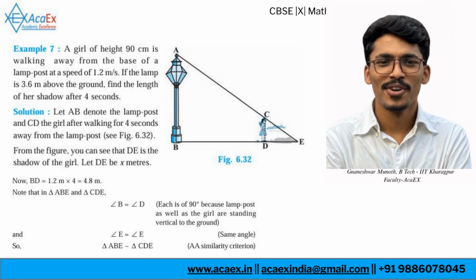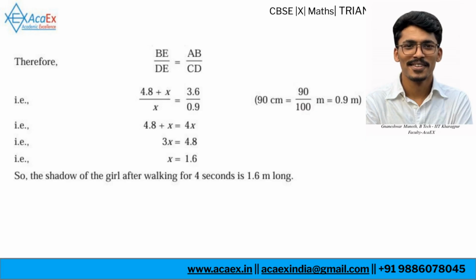We can form two triangles: the large triangle formed by the lamppost and the tip of the shadow, ABE, and the smaller triangle formed by the girl and the tip of her shadow, CDE. These two triangles are similar by the AA similarity criterion because they share a common angle, angle E, and both have a right angle.